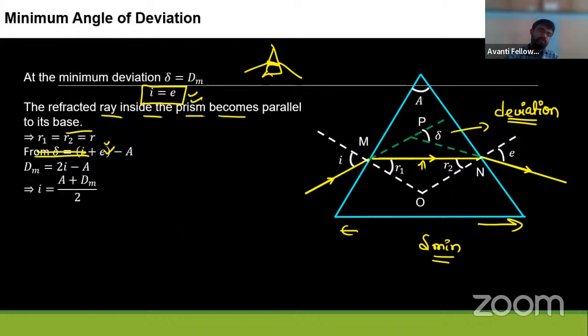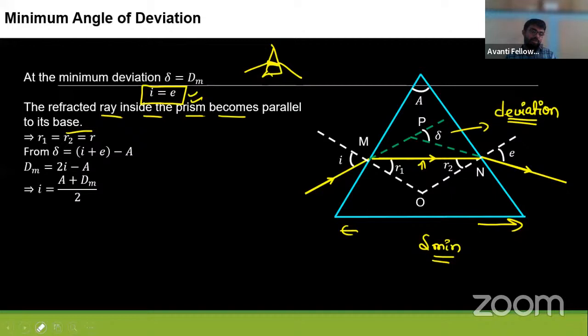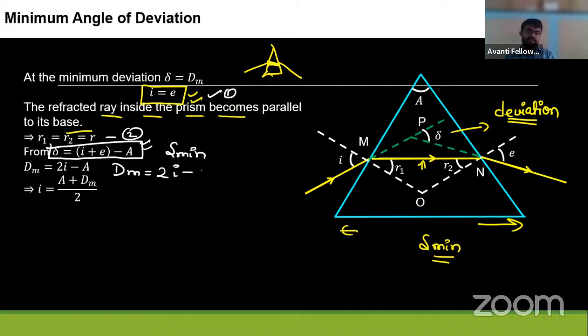If you use these laws, we already know that the angle of deviation is given by this formula. If you want to make this delta minimum, what do you need to do? Put I equals E, and put R1 equals R2 equals R. Then you'll get the angle of deviation as 2I minus A.